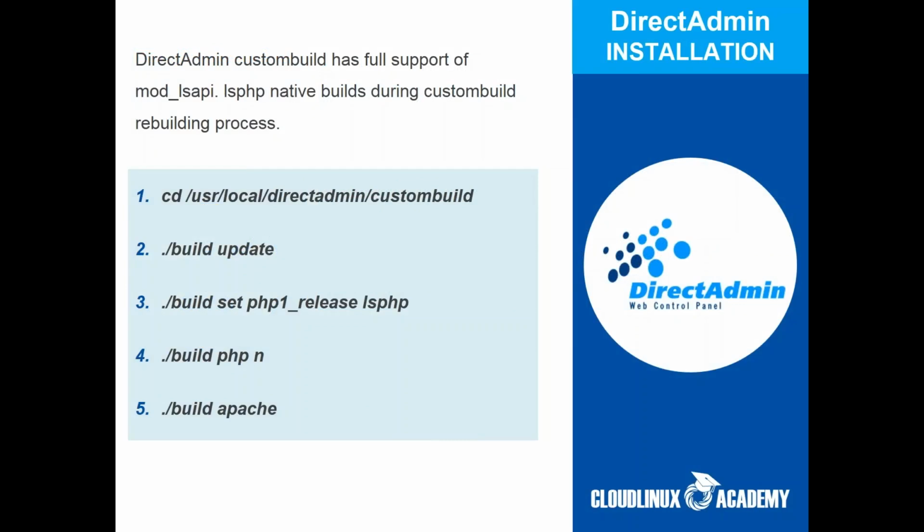DirectAdmin installation is totally different due to the custom build tool used. The DirectAdmin company takes our sources, builds the needed packages, and places them in their locations. You do not need to install packages with Yum. Just use custom build: run update, set LSPHP as the target PHP release, build PHP, and build Apache.